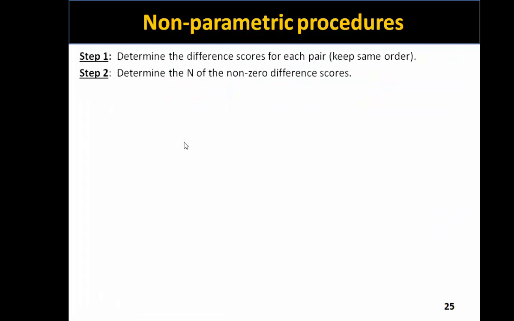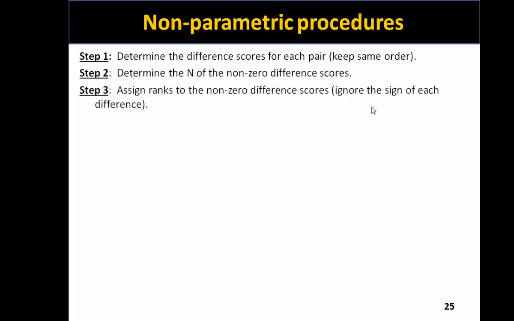So once again, with step 1, we determine the difference scores for each pair. In our situation, we did red subtract black. We keep the same order all the way through the table. We determine the n of the non-zero difference scores. Those ranks are then assigned to the non-zero difference scores, and we ignore the sign of each of the differences. The ranks were then separated using the sign of the difference scores.